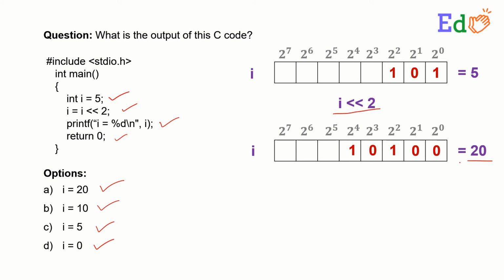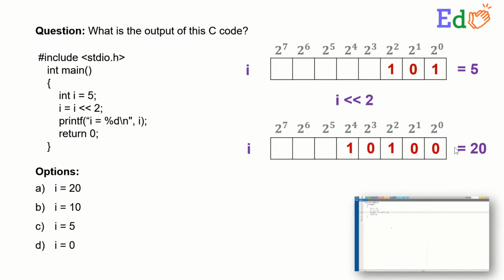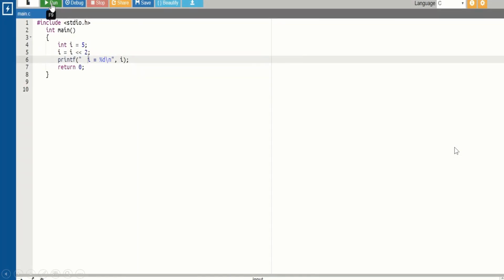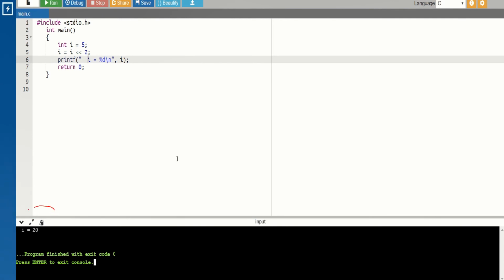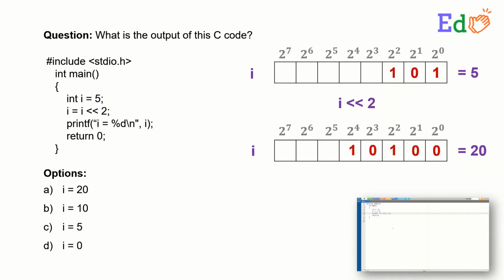Fine. This is the answer, but we want to verify this one through the compiler. Okay, let's come down to verification. Just we run this and then we find out, fine, the value of I is 20. So whatever we have explained is fine, and the correct answer is 20. That is A.